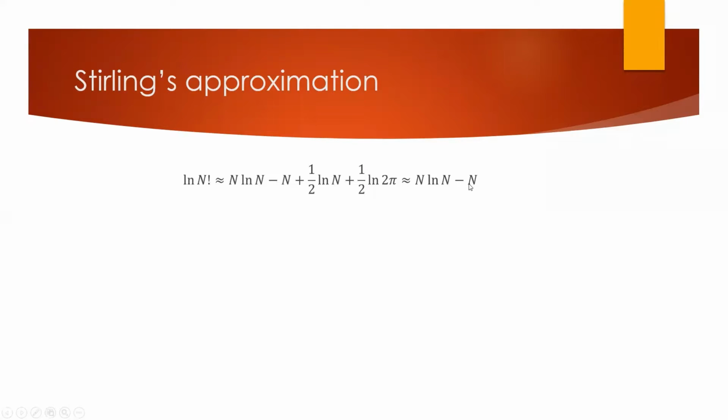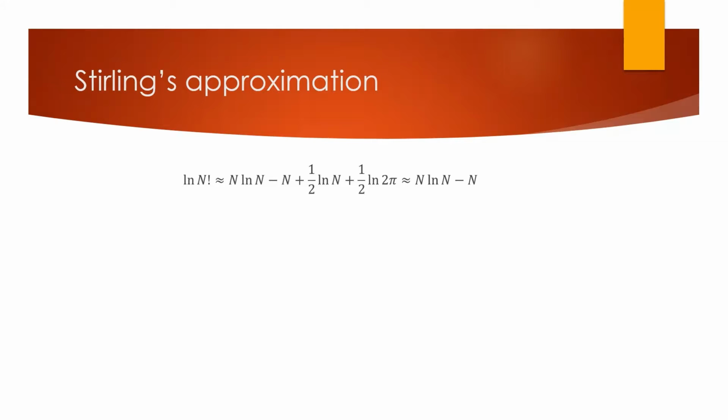The book goes through a proof of this, and essentially the way that we can prove this is that the natural log of n factorial is equal to the sum of the natural log of n plus the natural log of n minus 1 plus the natural log of n minus 2, all the way down to 1. And if you have a sum of a large number of things, that's approximately the integral of a large number of things. And then we end up with this expression here.